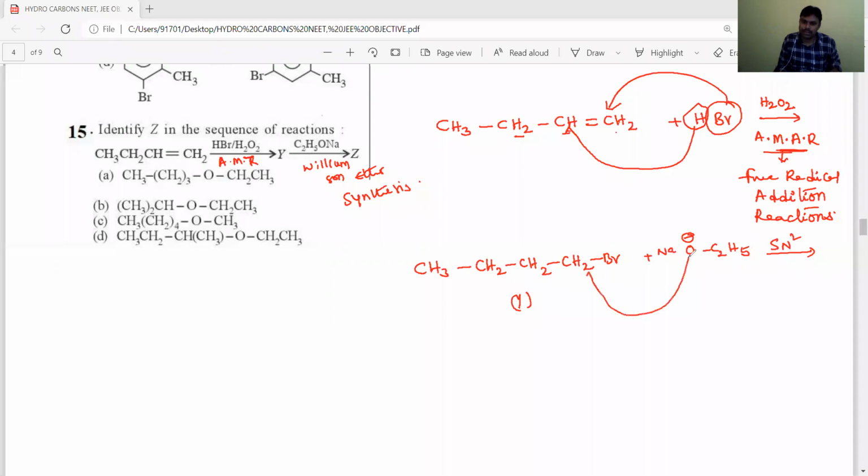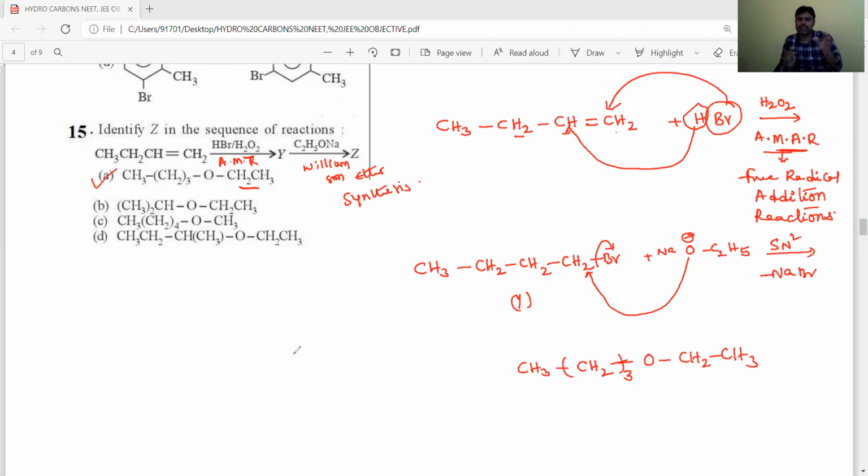Now, with loss of NaBr, the product is, if you observe, three CH2 groups present, so CH3 bond CH2 thrice. Simply we can write it like this also. This is attached to the O, and CH2-CH3 is present. Like the options, you just have to check where it is present. So let's see the first option: CH3-(CH2)3-O-C2H5. So the answer is the first option.